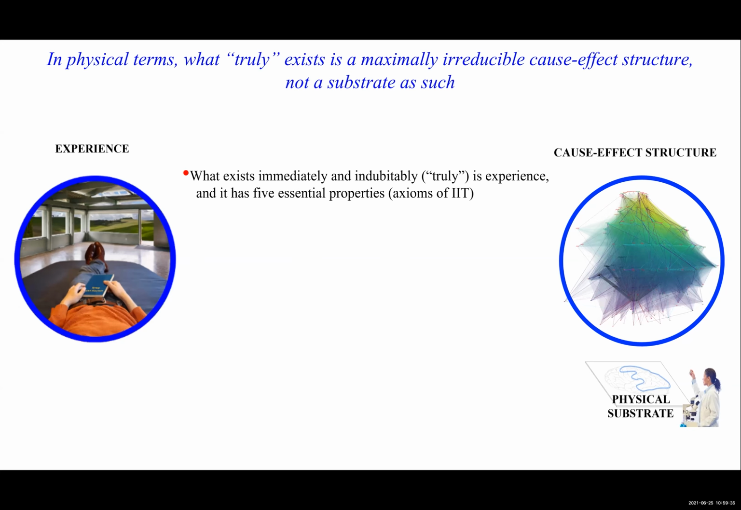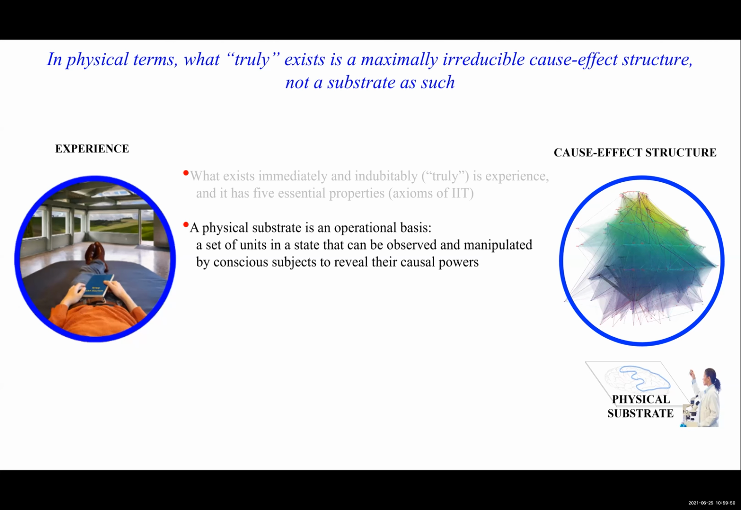So here, the key message I want to get across then is that if what exists immediately and indubitably, which I say truly for simplicity, is experience, and if experience has five essential properties, and if a physical substrate is an operational basis, note, not a supervenience basis, is an operational basis, we can play around with it, observe and manipulate. That's all we can do physically, okay? Always as conscious being, by the way, conscious is always first, is a set of units in a state like neurons in the brain. And we fully unfold its causal powers.